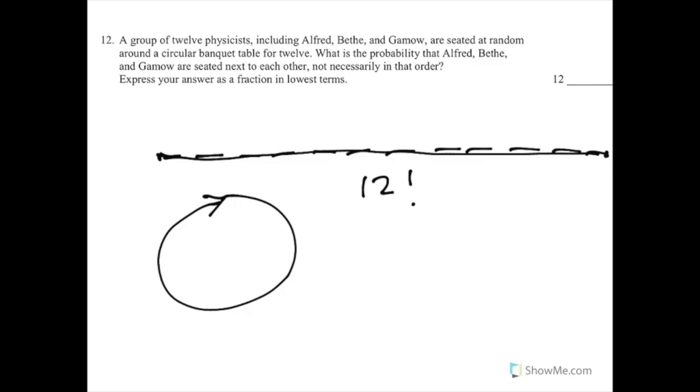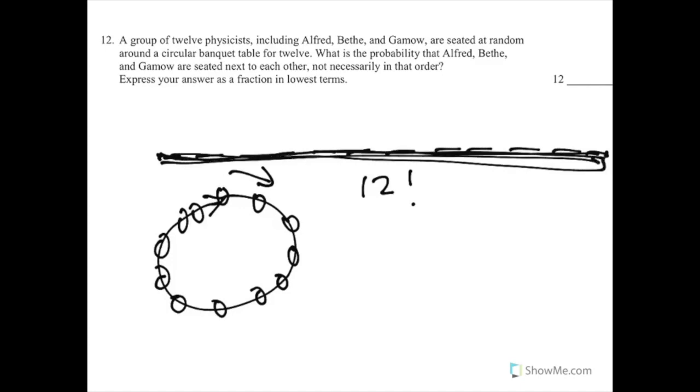There are fewer cases here because if we rotate the table, it's still the same. It's still considered the same arrangement. And since we can rotate the table in 12 different positions, we're overcounting this by 12 times. Since there are 12 seats, if we rotate every seat over by 1, it's technically still the same arrangement, but along a line, it will be considered a different arrangement.